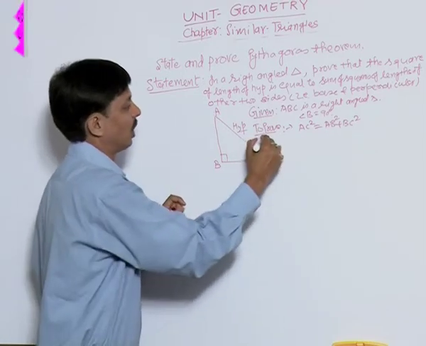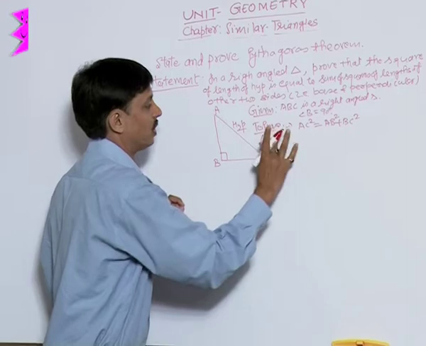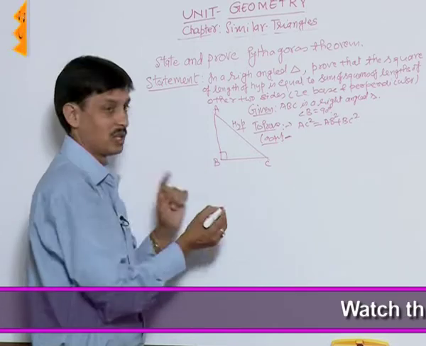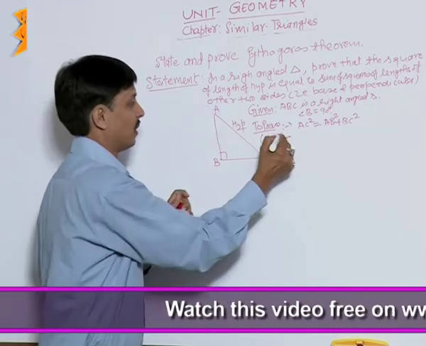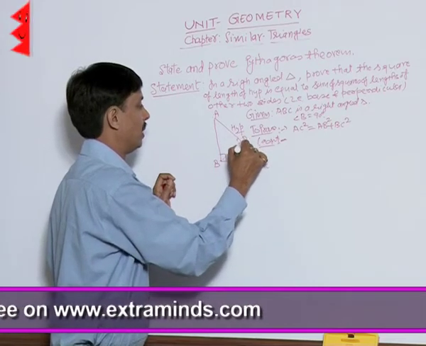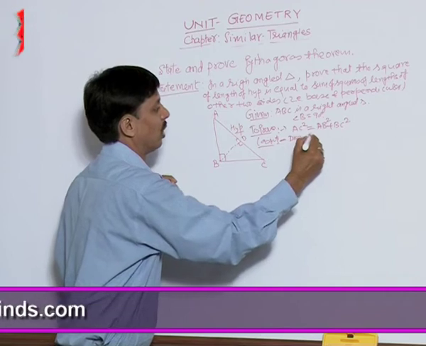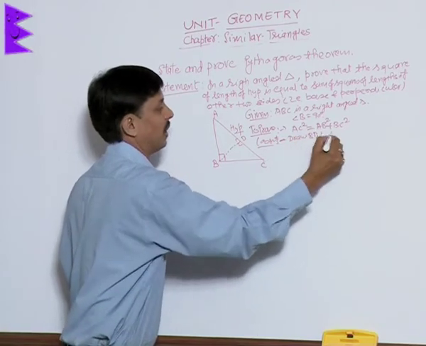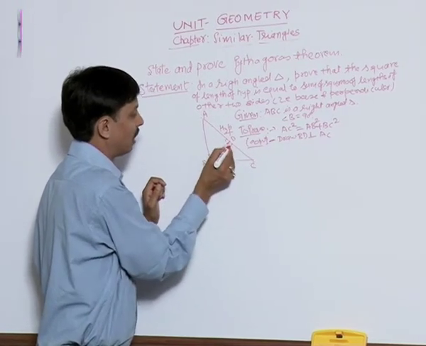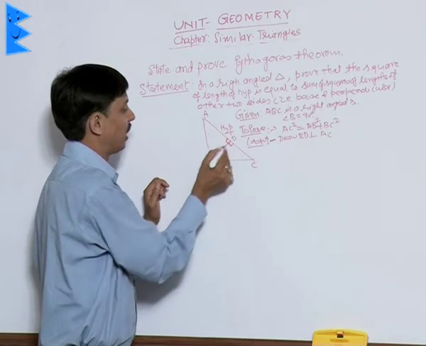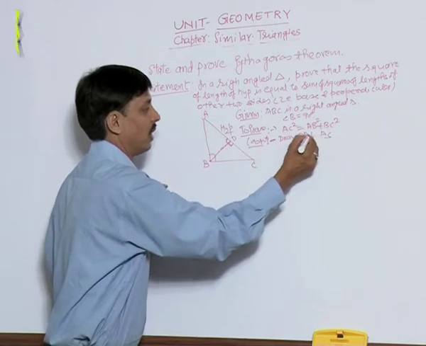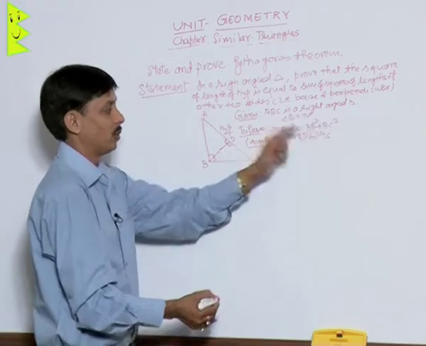In order to prove this theorem, we need a minor construction which I am writing here. That construction is from the right vertex, meaning the vertex where the right angle lies. From the right vertex B, draw a perpendicular on the hypotenuse. Draw BD perpendicular to AC. Since we have drawn BD perpendicular, these two angles BDA and BDC are each 90 degrees. This is the symbol of perpendicular which I am going to encircle.